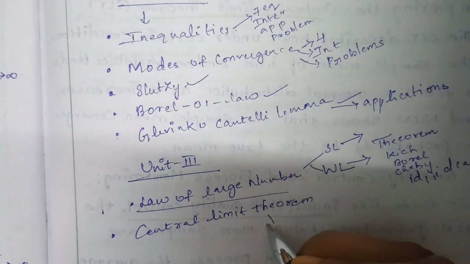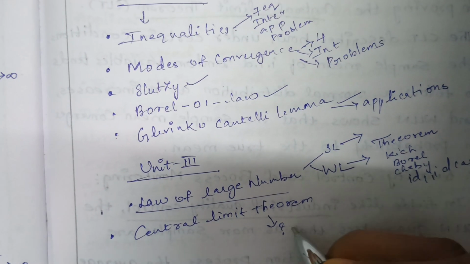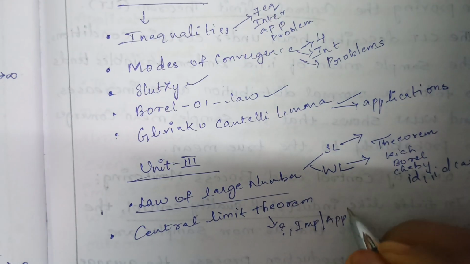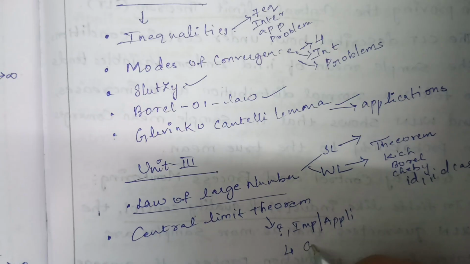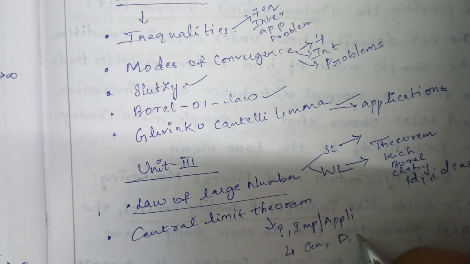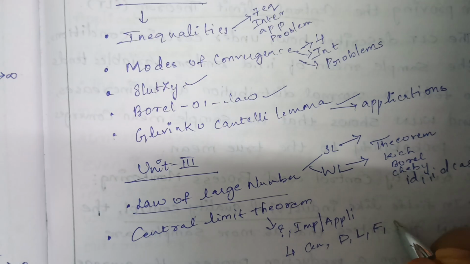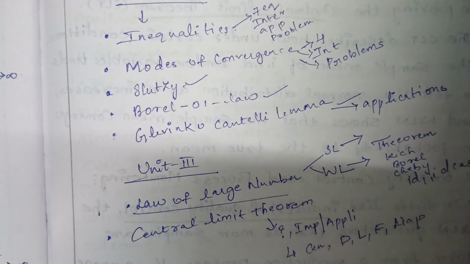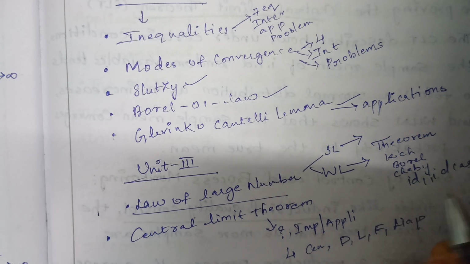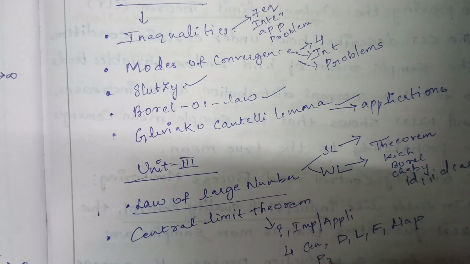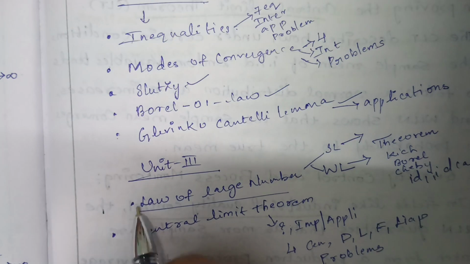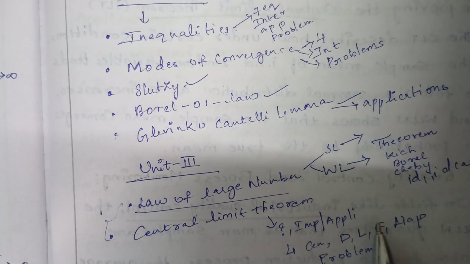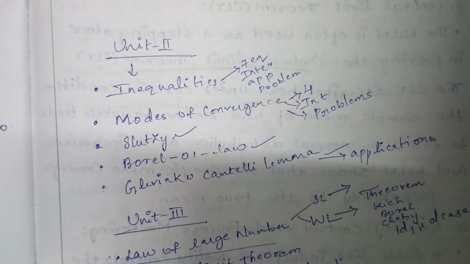And in the central limit theorem, what is meant by the central limit theorem and the importance of the central limit theorem, or we can call it applications, and 4 types of central limit theorem: De Moivre-Laplace, Levy-Lindeberg-Feller, and Lyapunov. That's it. And some related problems also. If you cover these 2 topics, then Unit 3 is completed. This is how you need to wrap up Unit 2 and Unit 3.